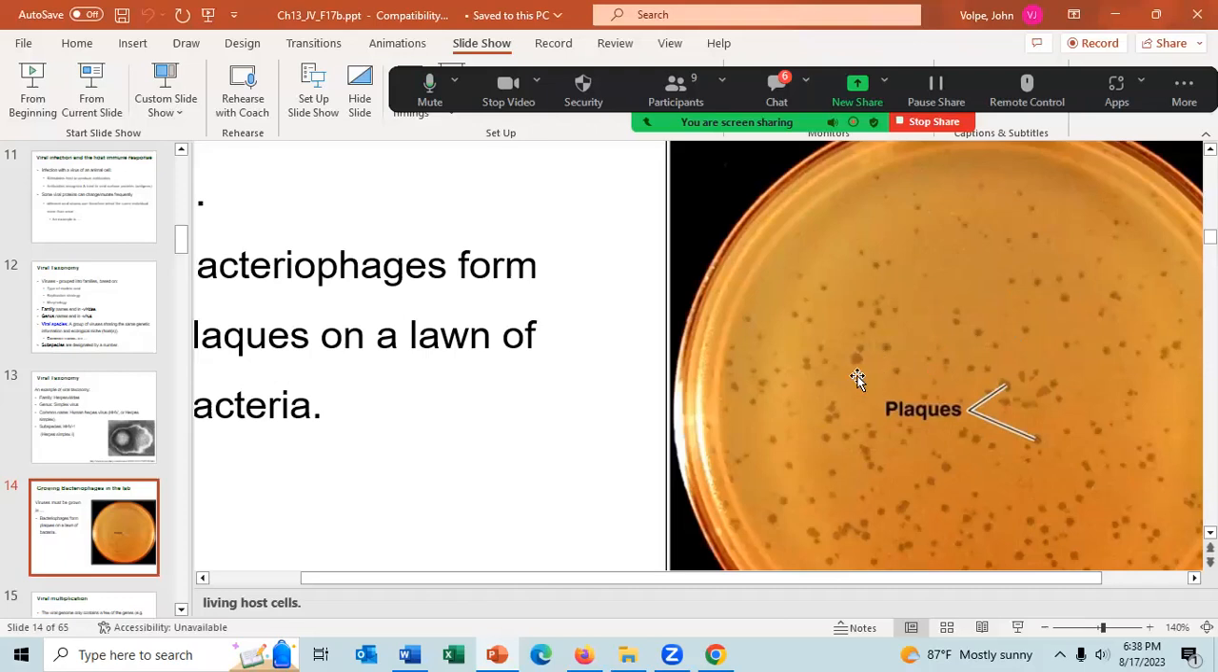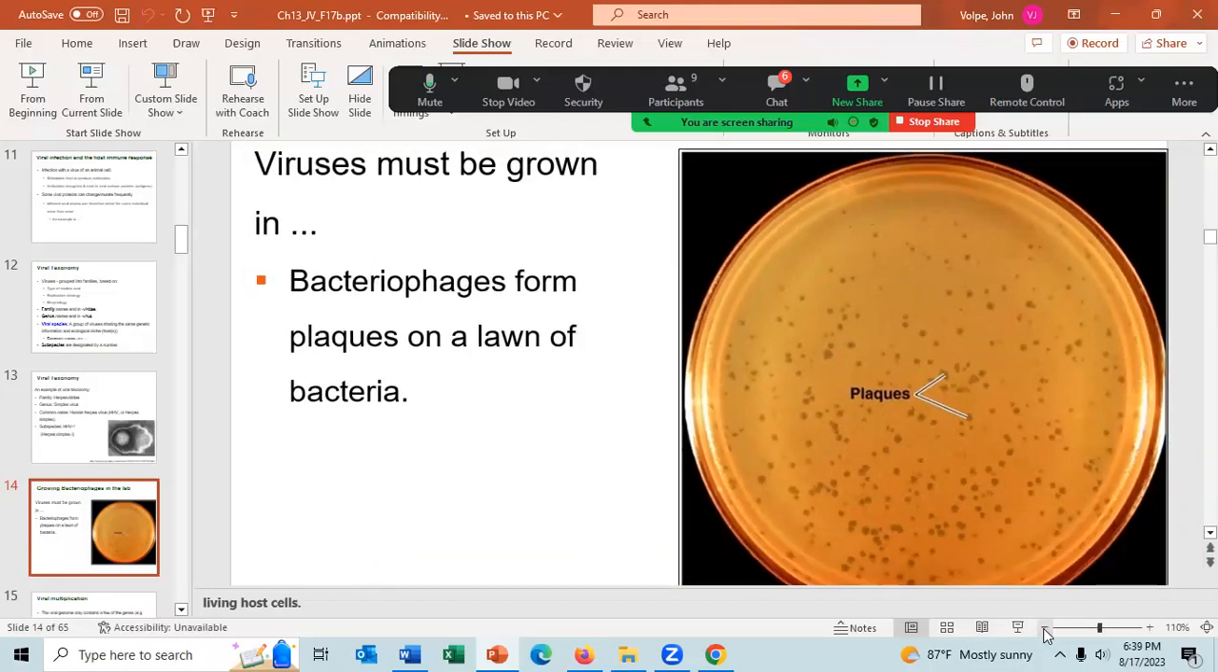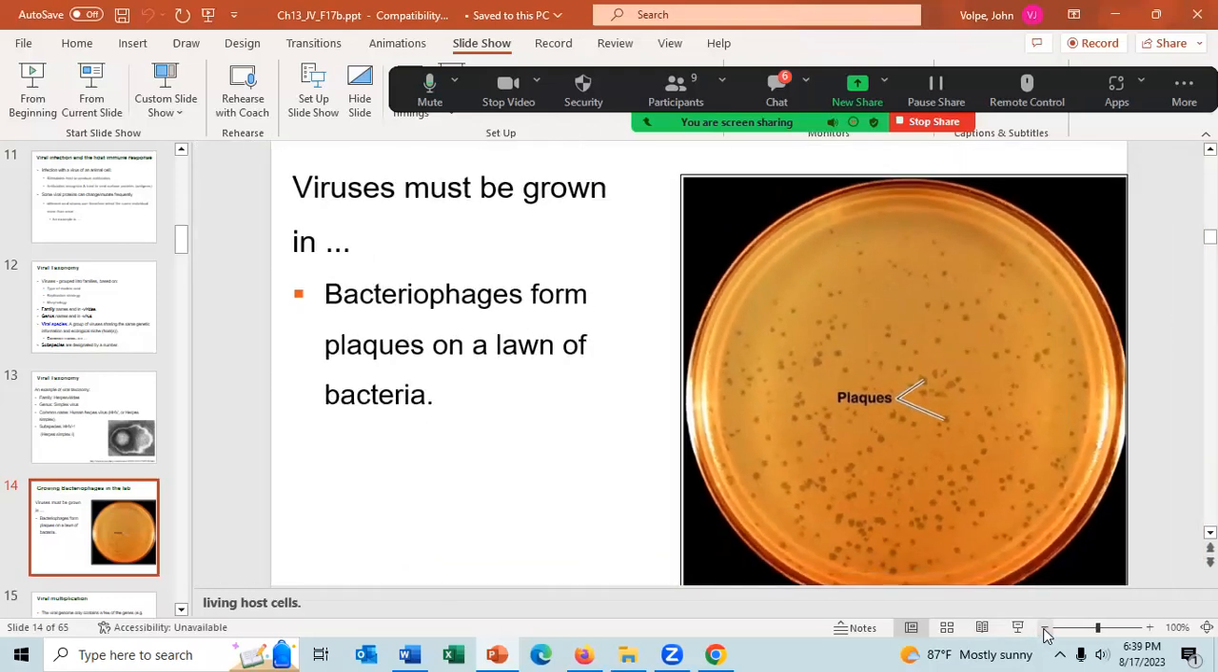This plaque is very large because it looks like it's a combination of 3 plaques that grew to form 1 plaque. Any questions about how you grow bacteriophages, viruses that infect bacteria, in the lab? I've actually done this where I grew viruses in the lab and formed plaques like that. So remember, bacteriophages need to grow in a living bacteria cell because that's their host cell.